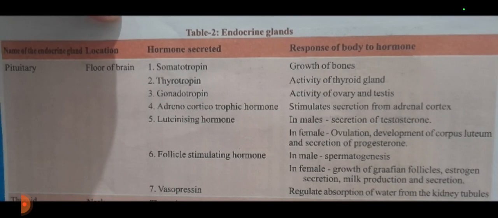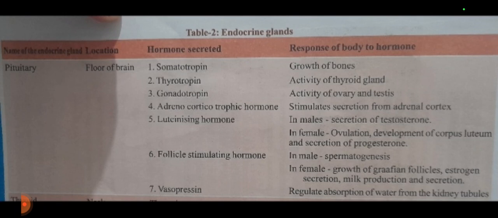You can see here, as we are also learning about hormones, the pituitary gland secretes some hormones. As it has a lot of functions, it secretes a lot of hormones. You can see there are 7 hormones. First is somatotropin. When a hormone is released, our body gives a response to that hormone. So when somatotropin is released, the response of our body is the growth of bones. And the thyrotropin. This thyrotropin is related to the thyroid gland. We'll talk about it in the thyroid gland section.